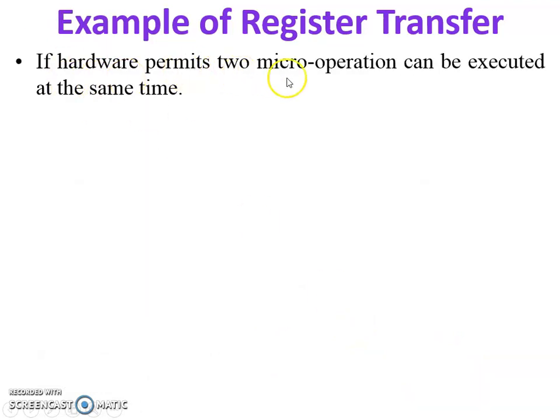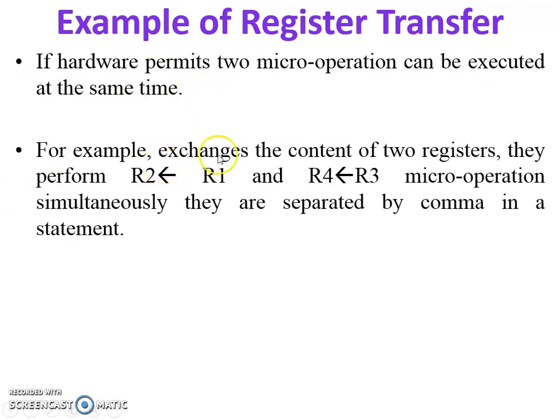If hardware permits, two micro operations can be executed at the same time, or we can say in the same clock pulse. For example, exchanging the content of two registers: they perform R1 register transfer data to R2 and R3 register transfer data to R4. Micro operations performed simultaneously are separated by a comma in a statement. So R1 to R2 and R3 to R4, both register data transfers are at the same time. Now this is the control variable T. So when T is equal to 1, at that time R1 to R2 and R3 to R4 are performed.